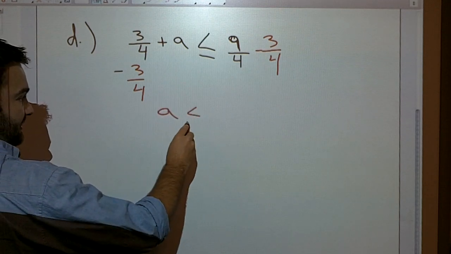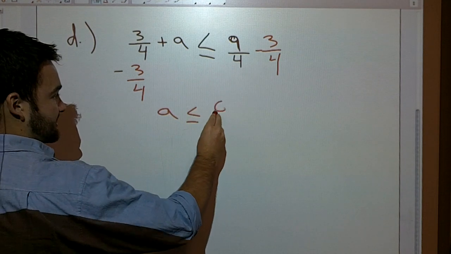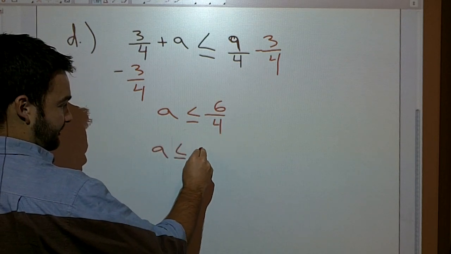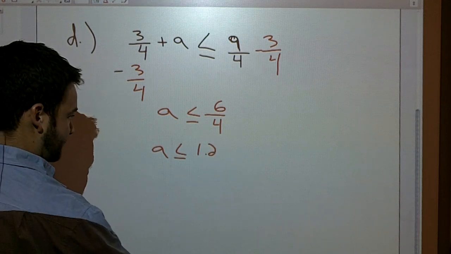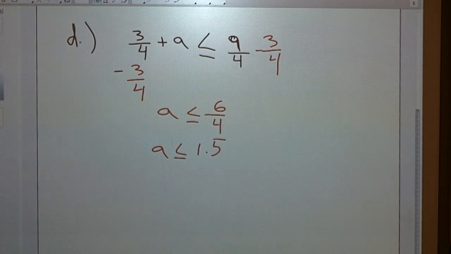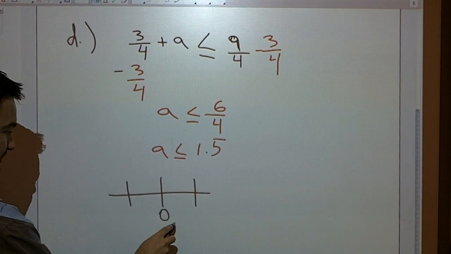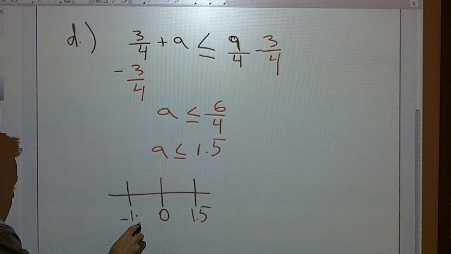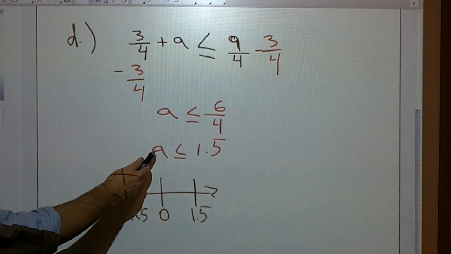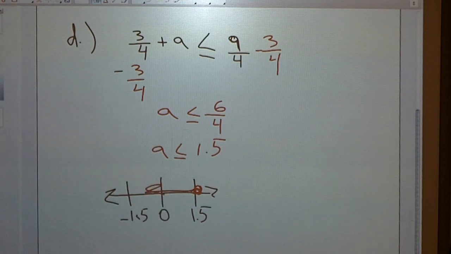A is then less than or equal to 9/4 minus 3/4, which gets us to 6 over 4, or roughly a is less than or equal to about 1.5. Graph. Again, we're getting pretty good at this. 0, 1.5, negative 1.5, and these continue on. A is less than or equal to 1.5. We have a closed dot on 1.5, and we're going this way.